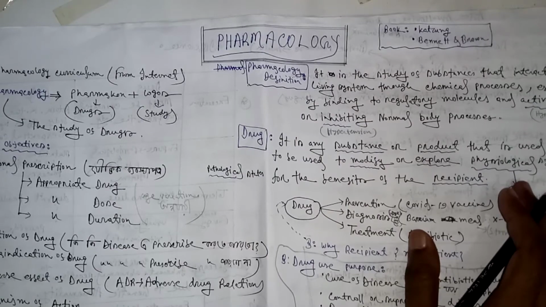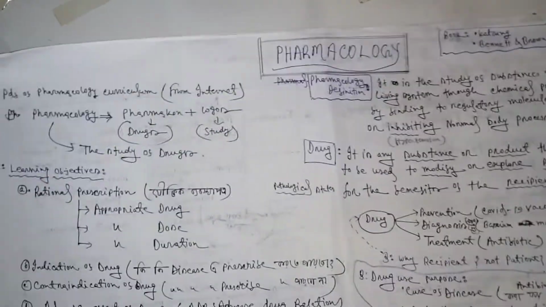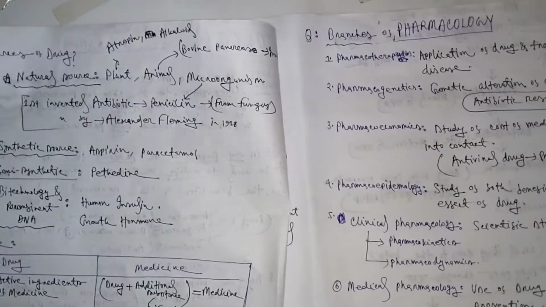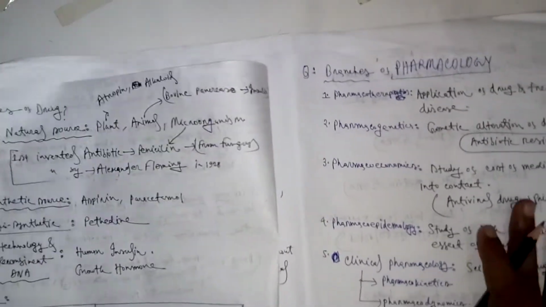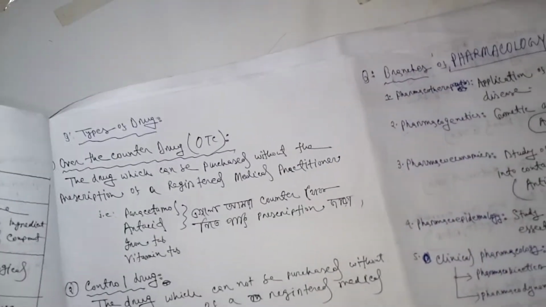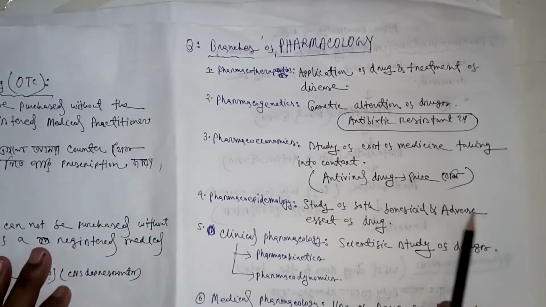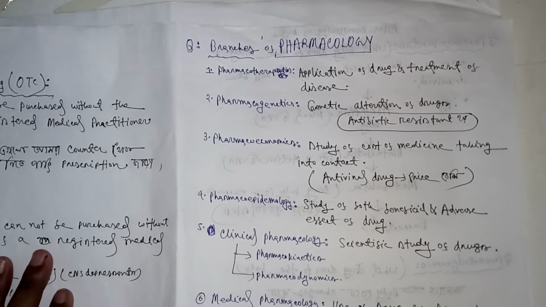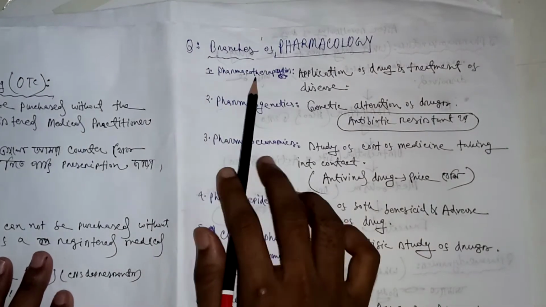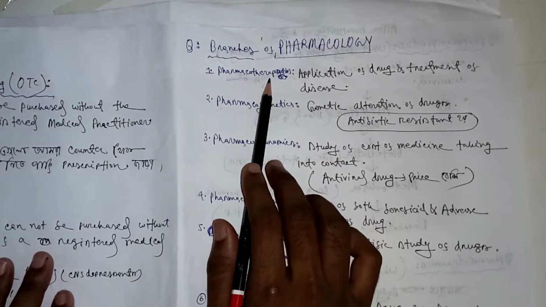Okay, then let's come to the drug. Before going to the drug, I think I should say something about the branches of pharmacology. How many branches are there? There are so many branches, but the first one I would like to mention is pharmacotherapeutics.